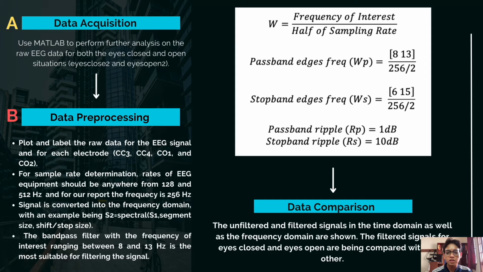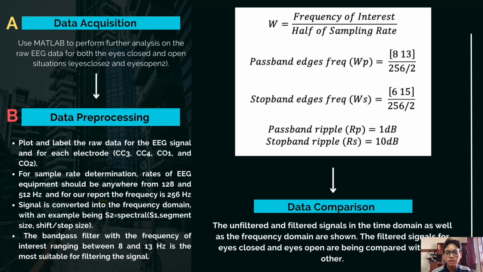The signal is converted into the frequency domain, with an example being S2 equals spectral, bracket S1, comma segment size, comma shift or step size, in which the shift size is equal to half of the segment size. For the bandpass filter, the frequency of interest ranging between 8 and 13 Hz is the most suitable for filtering the signal. This is because the alpha wave is the most prominent type of brainwave, and it is the one most likely to be picked up in the data sets of the resting EEG.